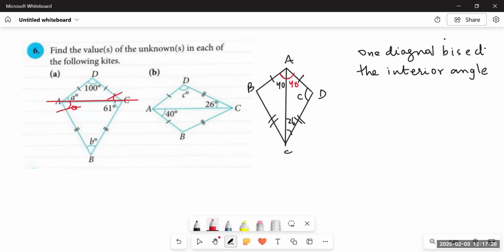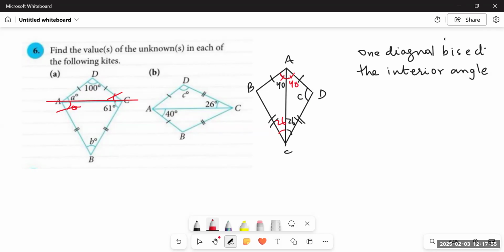But this time, when we have a vertical diagonal line, only one pair of equal interior angles we can make by making a vertical diagonal line. It will only bisect the interior angles. Bisect means the two angles that are formed on either side would be equal to each other. If this is 40, this would be 40. Similarly, if this is 26, this would be 26. But previously, this was not the case.